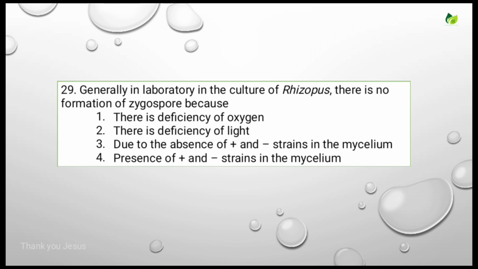Generally, in the laboratory, in the culture of Rhizopus, there is no formation of zygospore. Options are: deficiency of oxygen, deficiency of light, absence of plus and minus strains in the mycelium, presence of plus and minus strains in the mycelium. So the correct answer is the absence of plus and minus strains in the mycelium. I have already told you heterothallism is absent in laboratory conditions. So that's why zygospores are not formed in the laboratory.